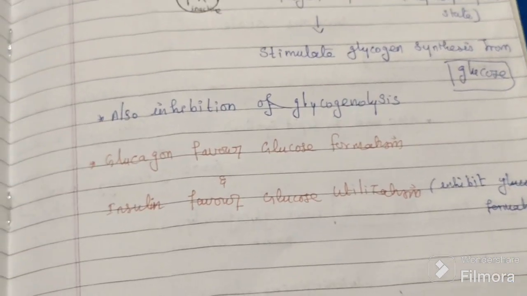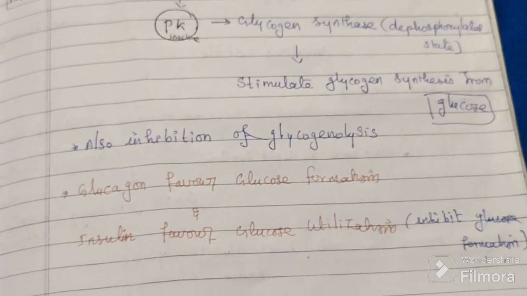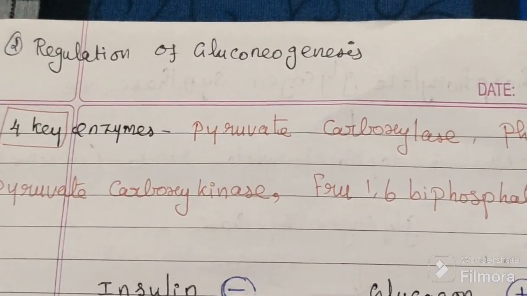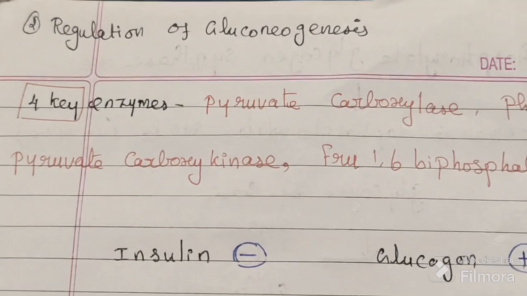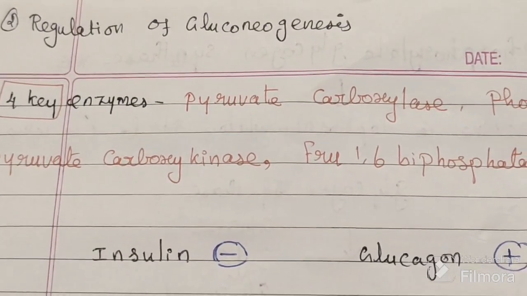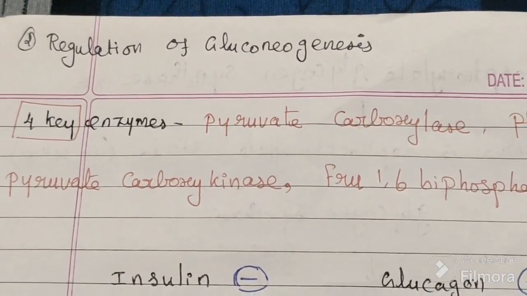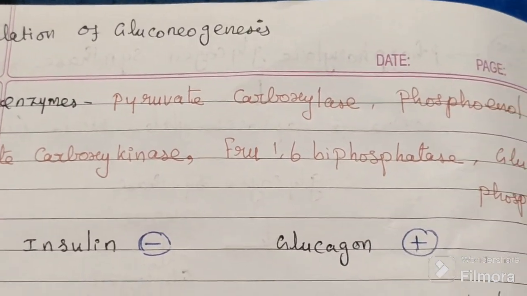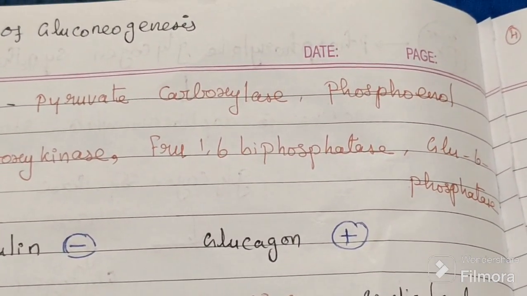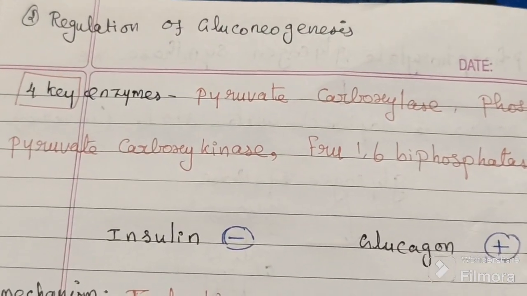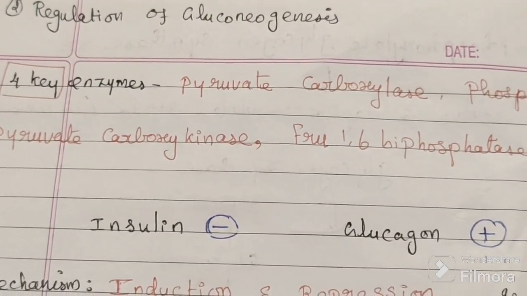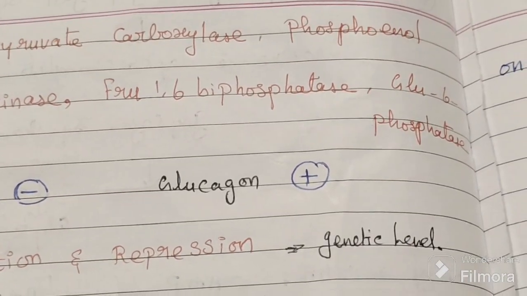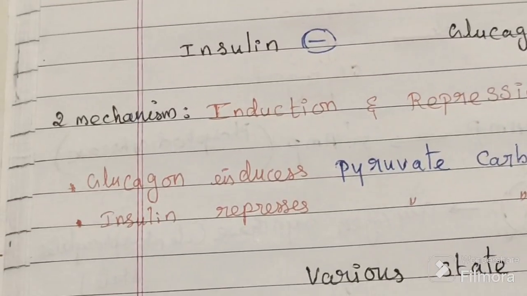Now coming to regulation of gluconeogenesis. Gluconeogenesis is the formation of glucose from non-carbohydrate precursors. There are 4 enzymes in gluconeogenesis: pyruvate carboxylase, phosphoenolpyruvate carboxykinase, fructose 1,6 bisphosphatase, and glucose 6 phosphatase.